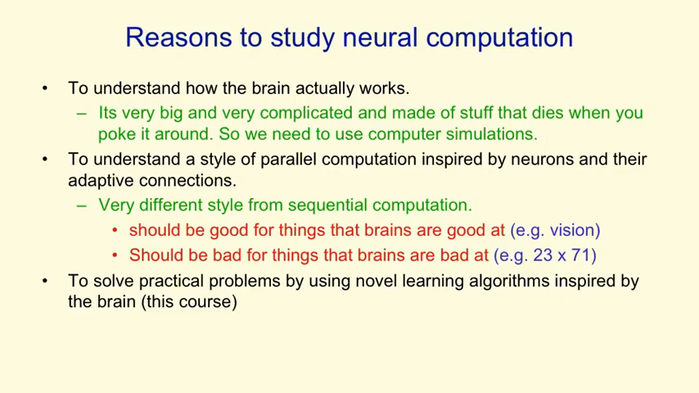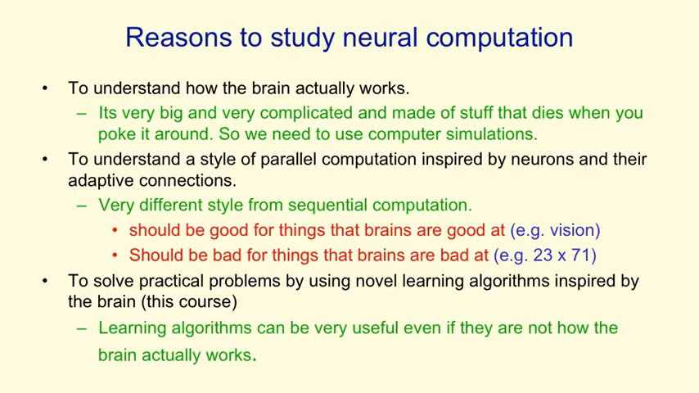A third reason, which is the relevant one for this course, is to solve practical problems by using novel learning algorithms that were inspired by the brain. These algorithms can be very useful even if they're not actually how the brain works. So in most of this course we won't talk much about how the brain actually works. It's just used as a source of inspiration to tell us that big parallel networks of neurons can compute very complicated things.